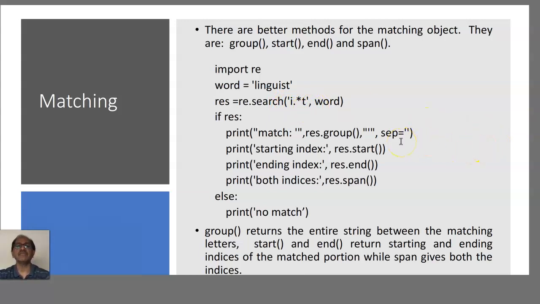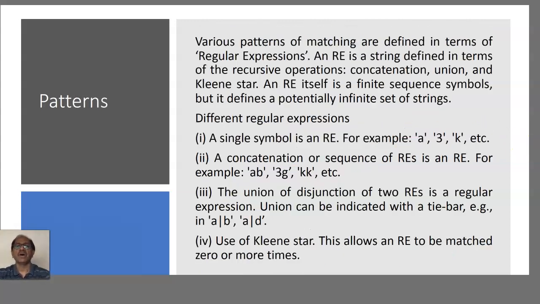Now you have patterns of matching, right? Different patterns of matching you can have. How? When we have different patterns of matching, we use the concept of regular expression. What is a regular expression? A regular expression is a string. It is defined in terms of three basic operations: recursive operations. Concatenation is one operation. The second one is union, and the third one is Kleene star. So by using these operations, if you are constructing a pattern, that is called a regular expression.